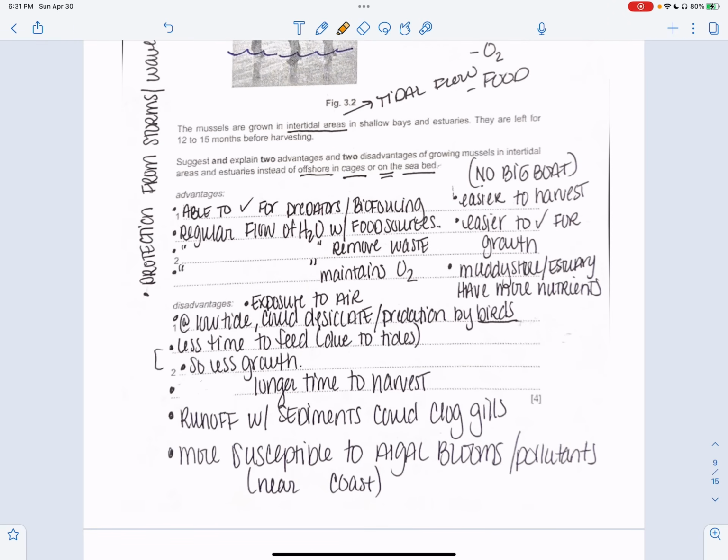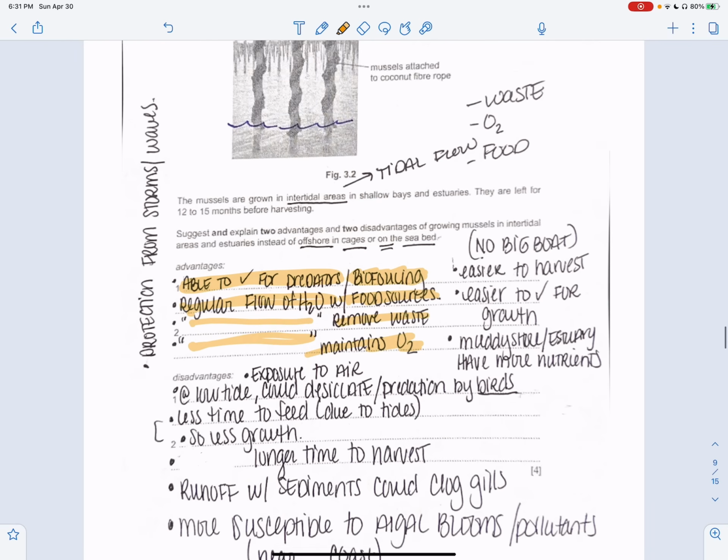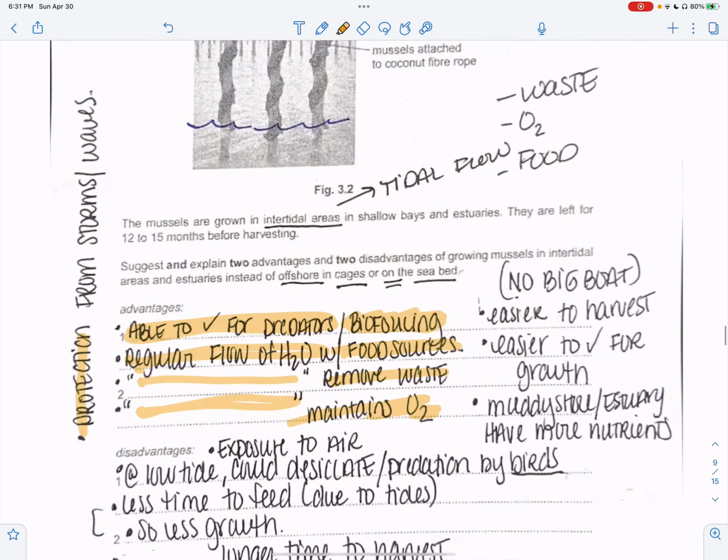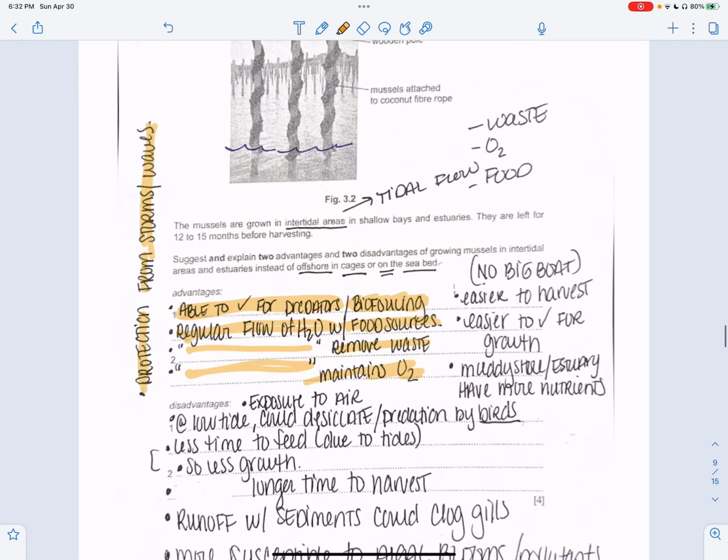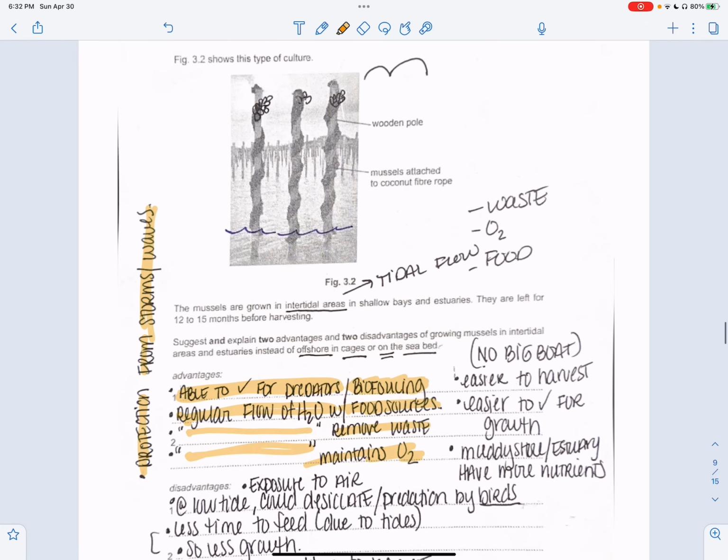So for advantages, we're going to be able to check for predators easier, to have it in a shallow intertidal estuarine area. We can also be checking for biofouling. There's regular flow of water with food sources in it, and regular flow of water that will remove waste, a regular flow of water that will maintain the oxygen. And on the side here, there's protection from storms and waves being in this intertidal area versus offshore.